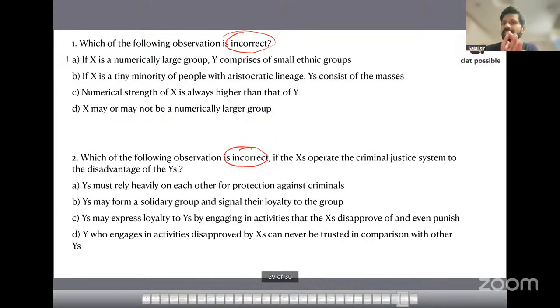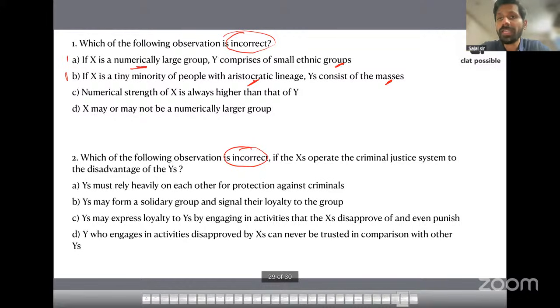Either the case is that they are wielding greater political power because of the numbers, or they are a small group who wield political power, right? So if this is a big number, this is a small number. If they are of aristocratic lineage, then these are the masses, right? So again, A and B both align with what is given to us.